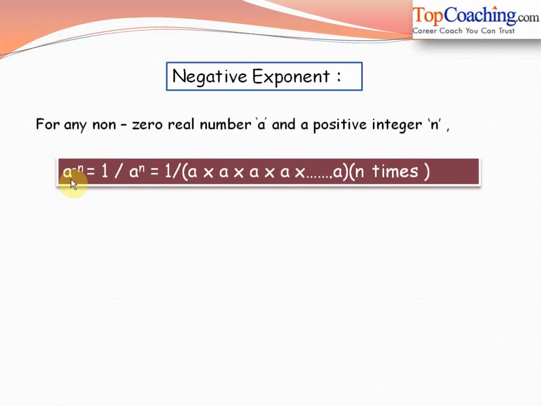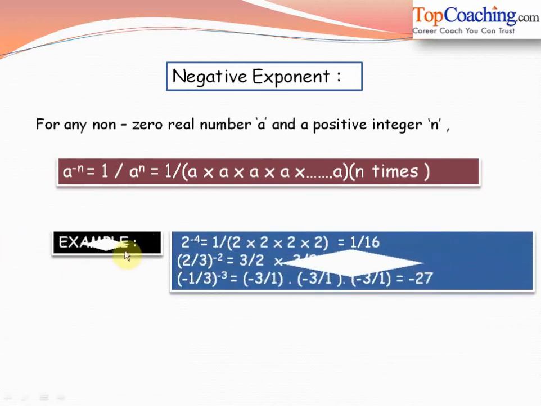So a to the power of negative exponent is equal to 1 by a to the power of n. Now we know the value of a to the power of n as equal to a into a into a and so on up to n times. Therefore whenever we have any number and its exponent is negative, then we simply write it as 1 by a to the power of n, and then we know the value of a to the power of n, we can apply it, and this way we get the value of a to the power of minus n. So for example, 2 to the power of minus 4.